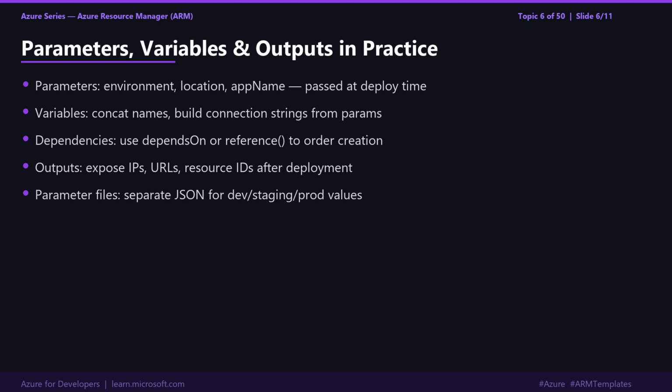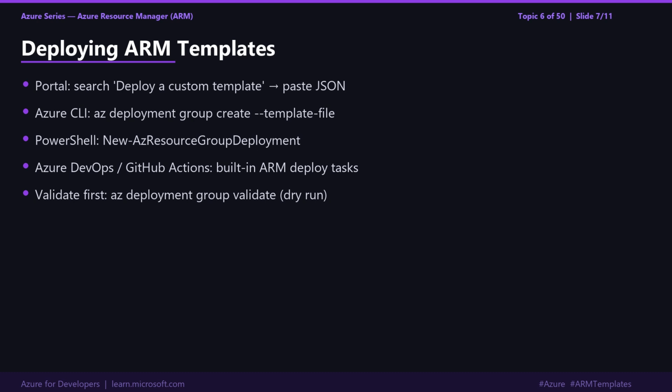Dependencies matter because some resources must exist before others can. A network interface depends on the virtual network. A VM depends on the network interface. You use the dependsOn property or the reference function to tell ARM about these relationships. ARM then creates resources in the correct order automatically, parallelizing where possible. Outputs are how you pass information back to whatever called the deployment, like a pipeline step that needs the URL of the newly deployed app service.